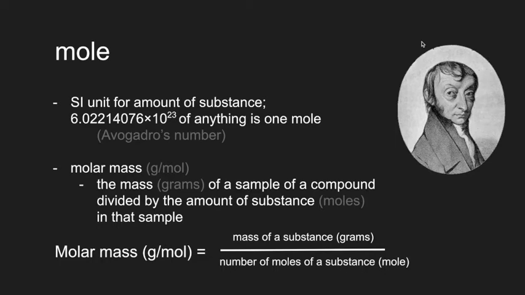Now, to understand stoichiometry, first we'll have to understand the mole. The mole is an SI unit for amount of substance, and it can be applied to any object. Essentially, it's Avogadro's number, which is around 6.022 times 10 to the 23rd, and it was named after this guy, Avogadro. And this also ties into molar mass, which is the mass of a sample of a compound divided by the amount of substance in that sample, essentially grams per mole. And here is an equation that can help you with that.